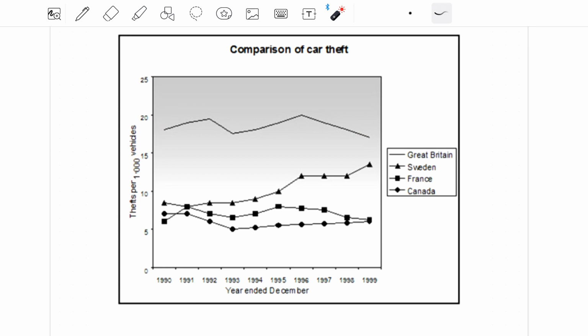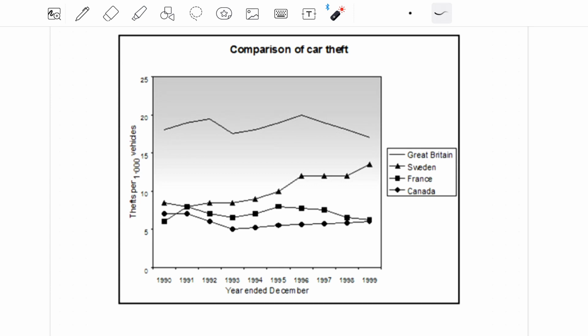So straight away we can see that car theft in Great Britain was quite high, much higher than the other 3 countries. So that's obviously one of the key features which you need to highlight. Then we can see that this one, Sweden, starts off at around this figure but has increased quite significantly or considerably over the course of 9 years. So car theft in Sweden has gone up, right? In France, on the other hand, it has gone down.